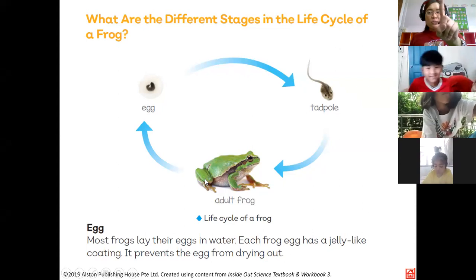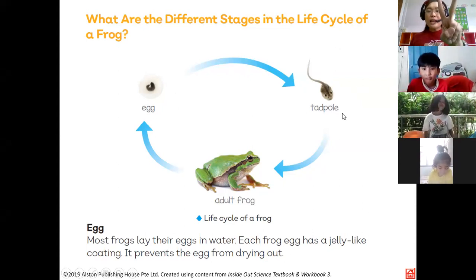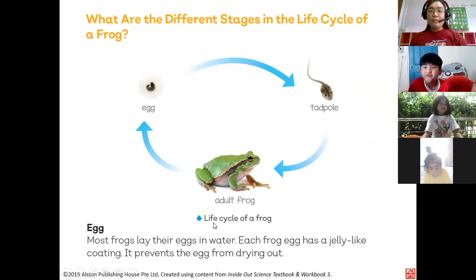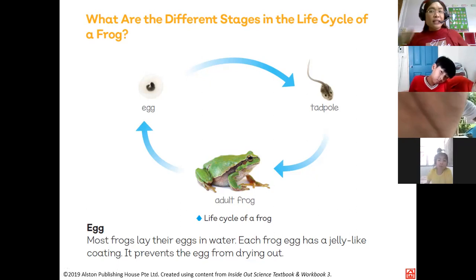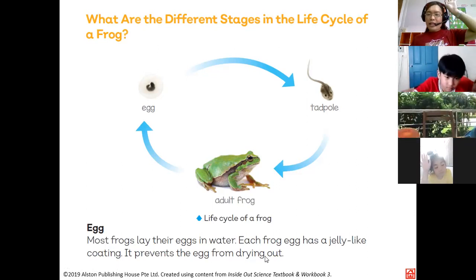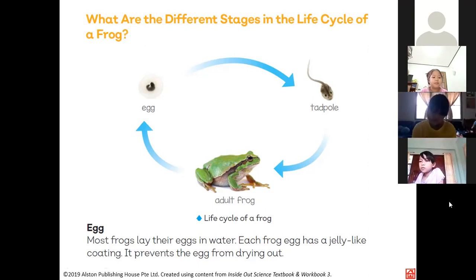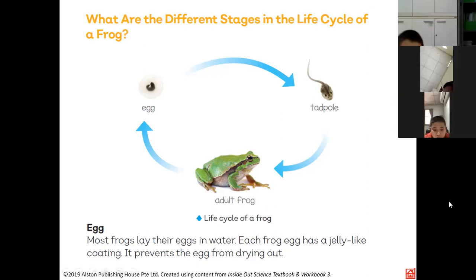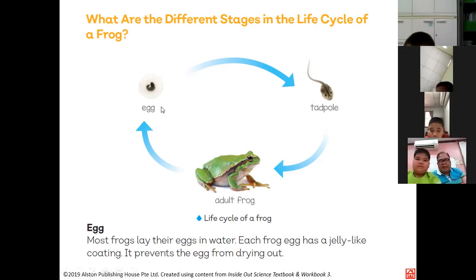So there are three stages. Number one, egg. Number two, tadpole. Number three, adult frog. Now, who wants to say the different stages in the life cycle of a frog? Anyone? What are the three stages? Raise your hand. Poonam. What are the different stages? Egg. Number two. Tadpole. And number three. Adult frog. Adult frog. Very good.